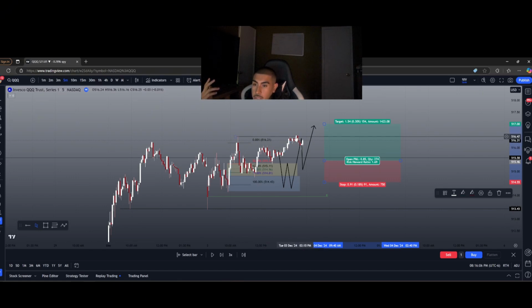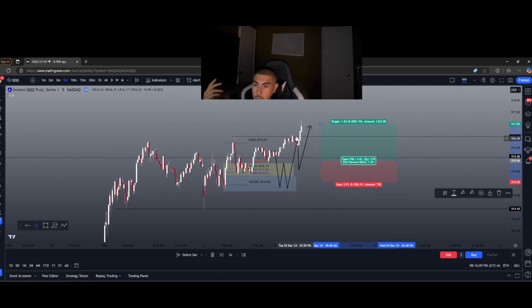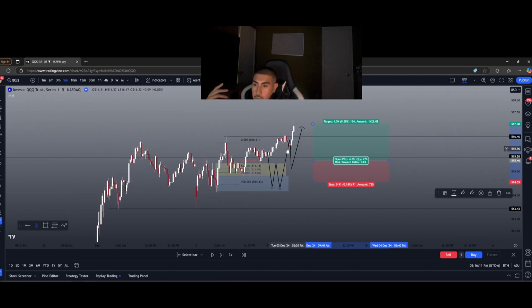And what happened when that first take profit hit? Look at the rejection. It had a little rejection to it. And then came to retest again, and pushed higher.